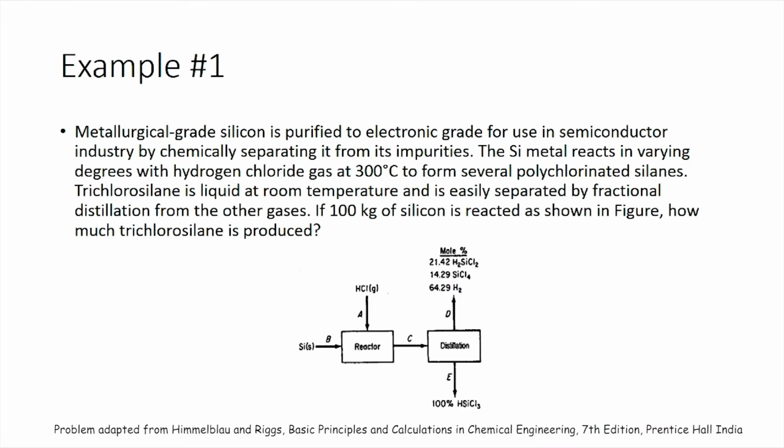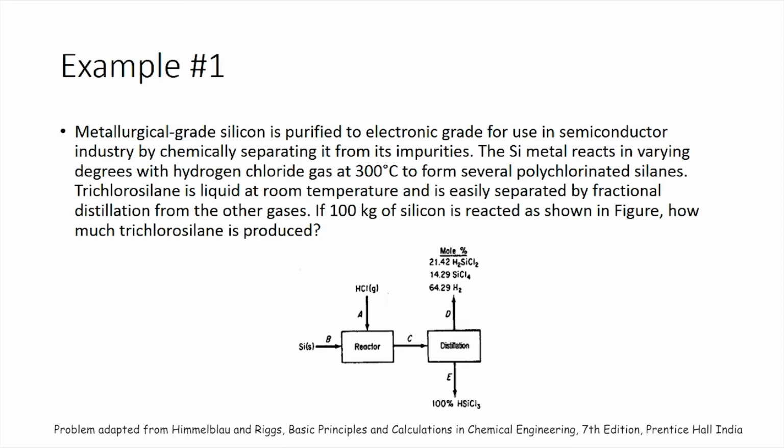So here is the first example problem. Metallurgical grade silicon is purified to electronic grade for use in the semiconductor industry by chemically separating it from its impurities. The silicon metal reacts in varying degrees with hydrogen chloride gas at 300 degrees Celsius to form several polychlorinated silanes. Trichlorosilane is a liquid at room temperature and is easily separated by fractional distillation from the other gases. If 100 kilograms of silicon is reacted as shown in the figure, how much trichlorosilane is produced?